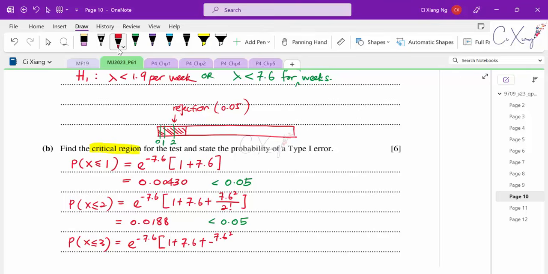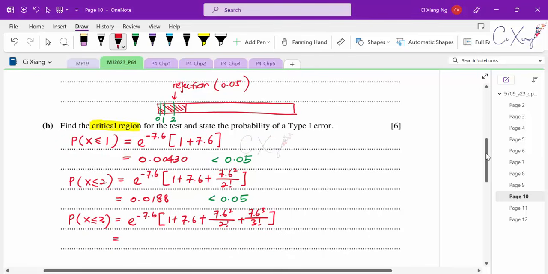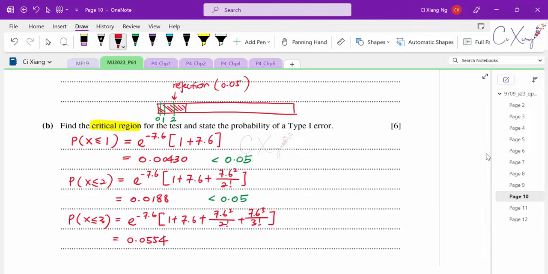So this is for x equals to 2, then for x equals to 3, it will be 7.6 to the power 3 divided by 3 factorial. And again, if I try to calculate the value from this part, I will get 0.0554. If I compare this one, it will be more than 0.05. It means that the area for x smaller equals to 3 is already more than 0.05. So when you label the 3, it falls under the acceptance region.